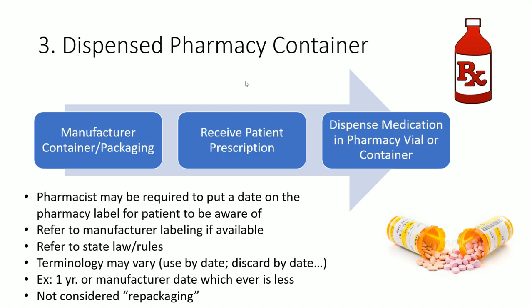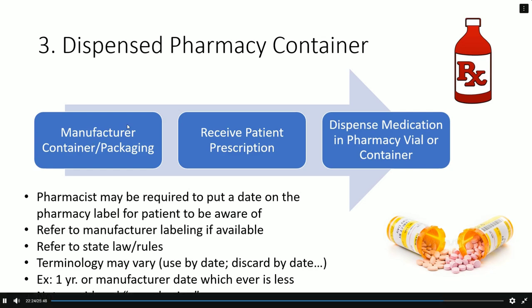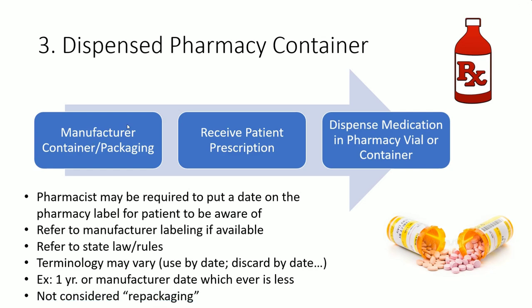In some circumstances, the pharmacist may be required to put a date on the pharmacy label for the patient to be aware of, depending on which drug and other things. First, you need to look to the manufacturer labeling if it's available, because the manufacturer may say, when dispensed, tell the patient it expires in 30 days, let's say. You would have to tell the patient that.